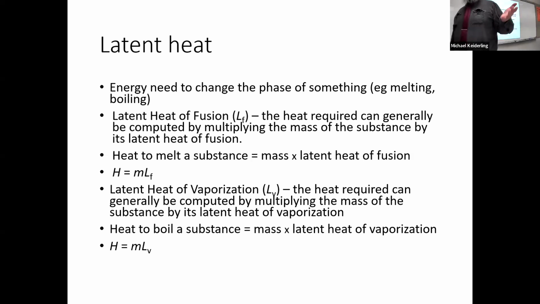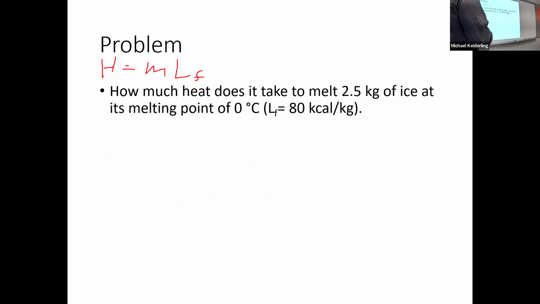So, for example, when dry ice goes from solid directly to gas, that's the latent heat of sublimation, but we're not going to worry about it. So how much heat does it take to melt 2.5 kilograms of ice at its melting point? Latent heat is applied at the melting point or the boiling point. Temperature is not changing. You're just putting heat in to change the phase.